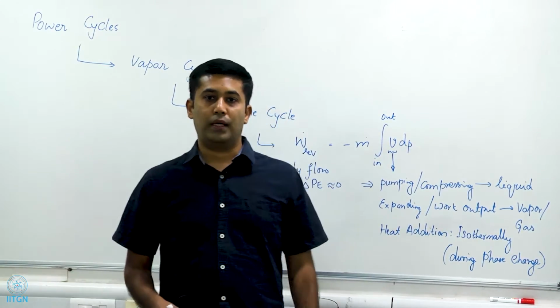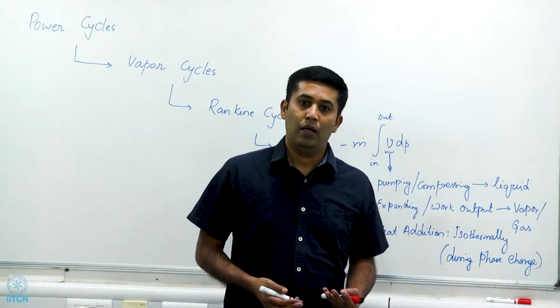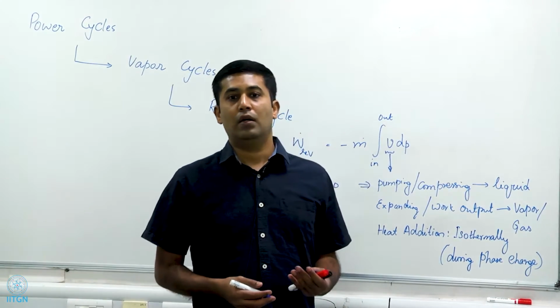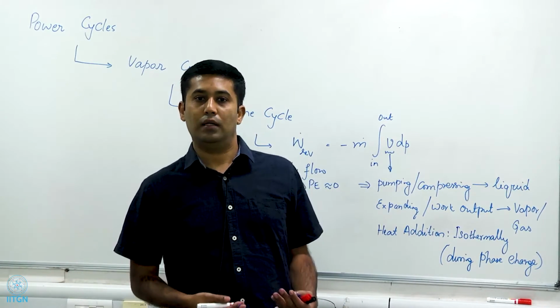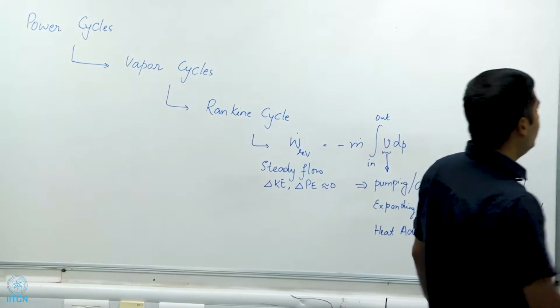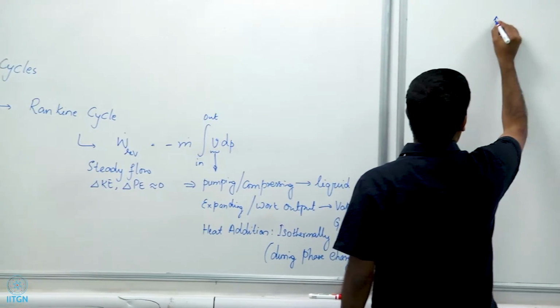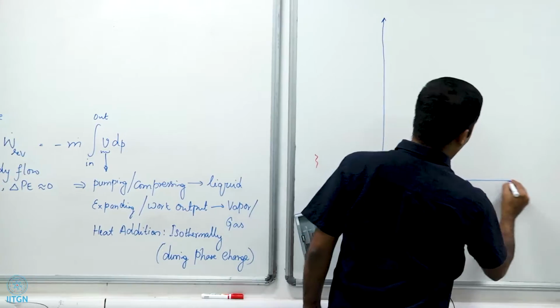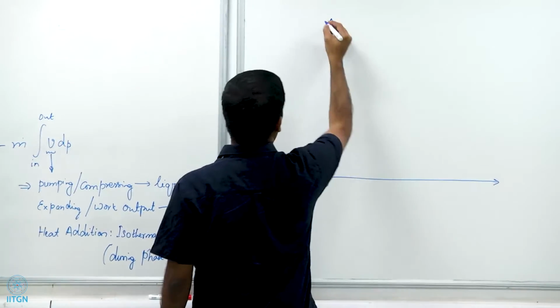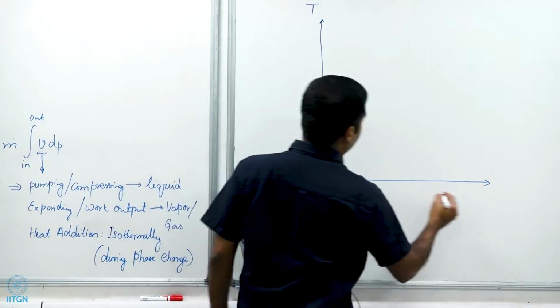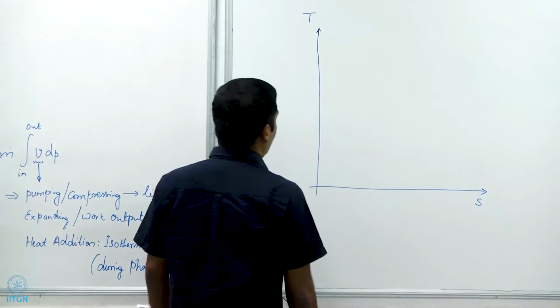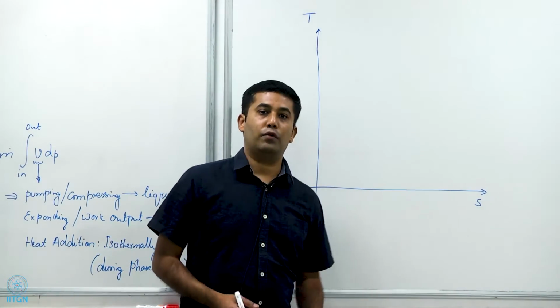So let's jump and take a look at how the Rankine cycle looks like on a TS diagram, that is on a temperature entropy diagram. So I'm going to draw the temperature entropy diagram of water. This is the temperature entropy diagram of water.